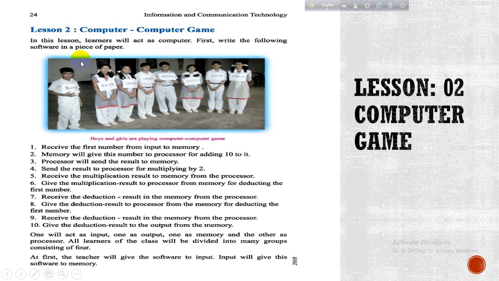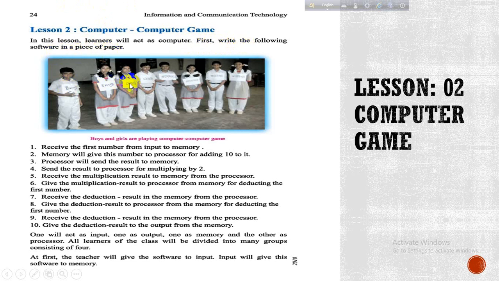First, write the following words on a piece of paper. So dear student, how can you play the computer game? There are some procedures so that you can understand very easily how the game is played. After following, you can play the game with your friends, with 8 members. So let's get started.